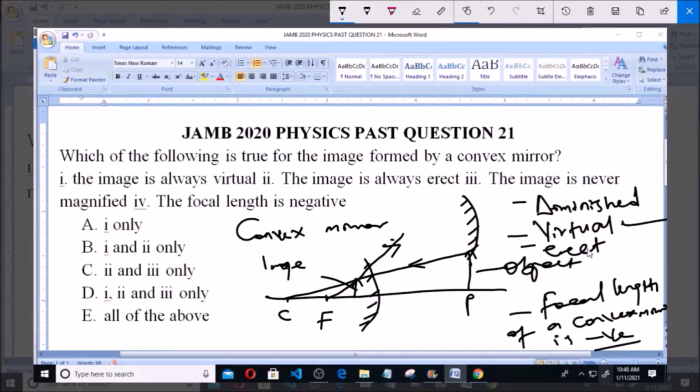It is correct. The image is never magnified, yes, it is not magnified. This is the image. It is diminished. It is diminished, so it is never magnified, so it is also correct. And then the focal length is negative, that is correct. So looking at this, all the statements above are actually correct, making option E the answer to this question. All of the above are correct.